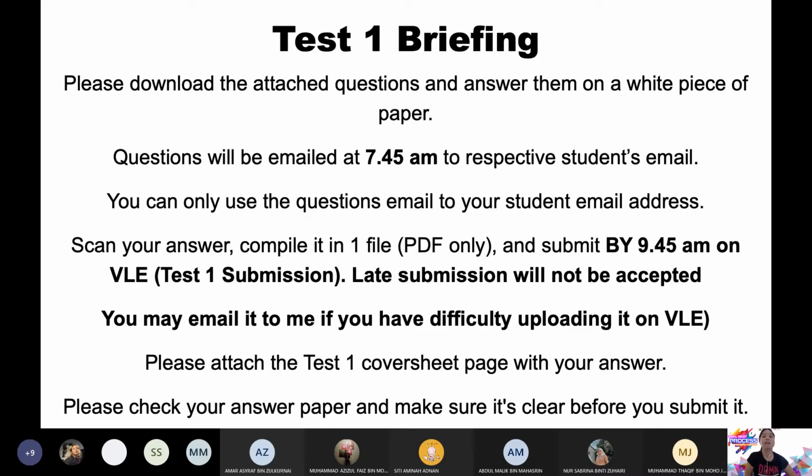If you have a problem, then I will allow the submission extension. But if you don't inform me by 9:45, if you don't submit and you don't inform me, I assume it means there is no submission. So please inform me accordingly. I understand sometimes there are internet problems, which is very normal. Just inform me accordingly so that I'm aware of the issue.